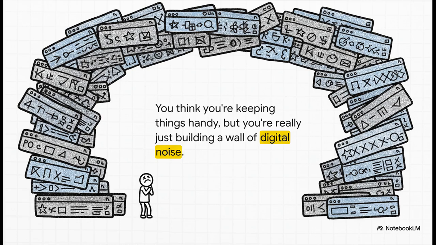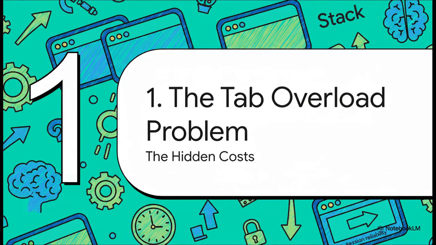Here's the thing. We tell ourselves we're saving work for later, but let's be real. Those tabs aren't a to-do list. They're a distraction engine. You're not keeping things handy. You're just building a wall of digital noise. So let's give this a name. We're going to call it the tab overload problem.